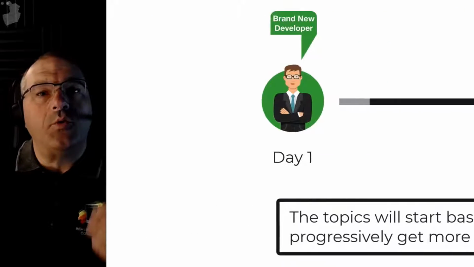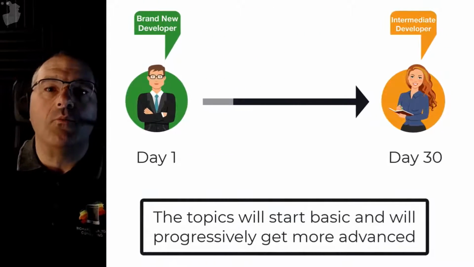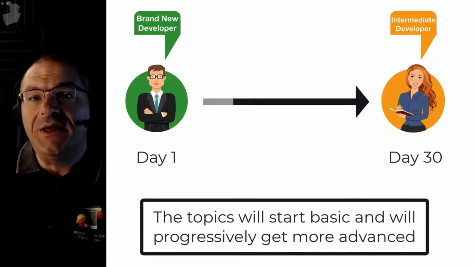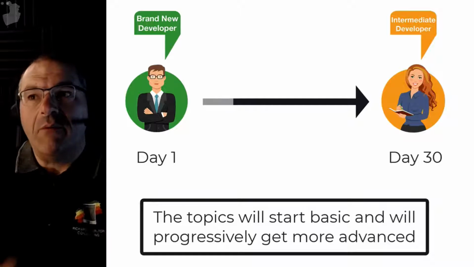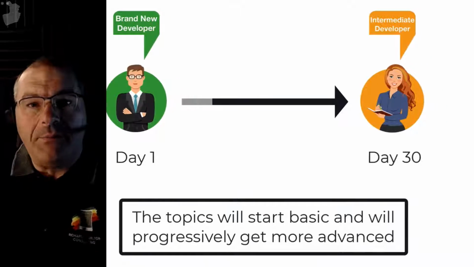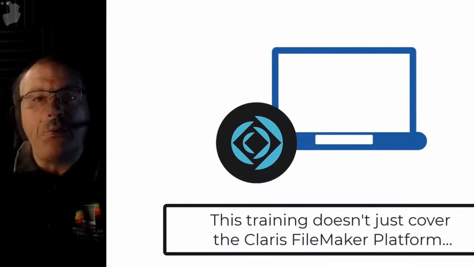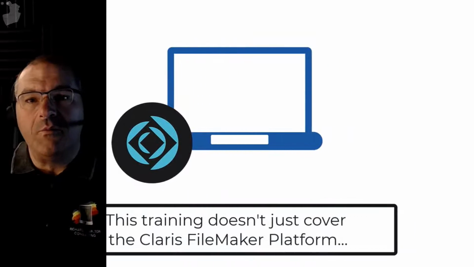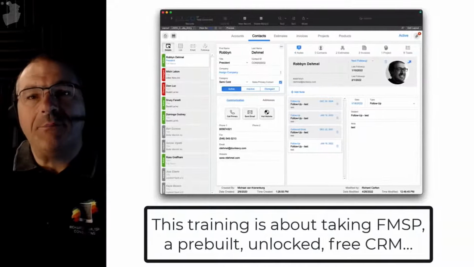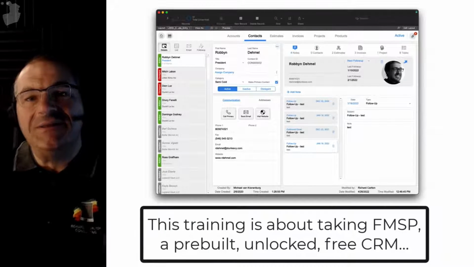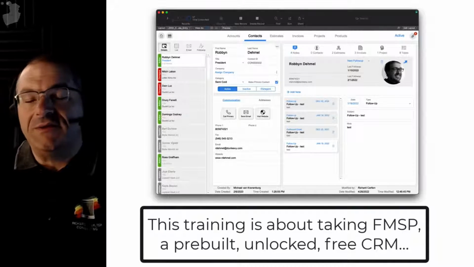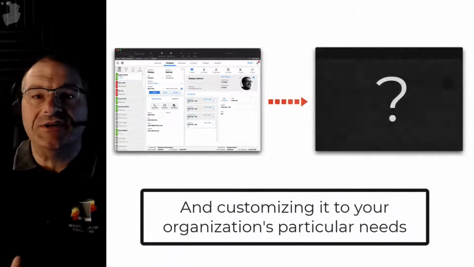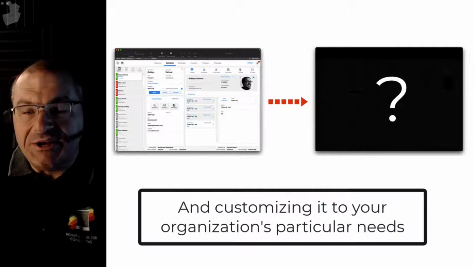Keep in mind that towards the beginning of the training, the topics are more basic in nature. And as we get towards the end of the training, they're somewhat more advanced, probably intermediate level topics. Now keep in mind, the special part of this training is that we're not only talking about the FileMaker platform, we're talking about how you can rapidly customize an existing free CRM that you can download today. It's unlocked. So we're taking that CRM and customizing it to your organization's particular needs.